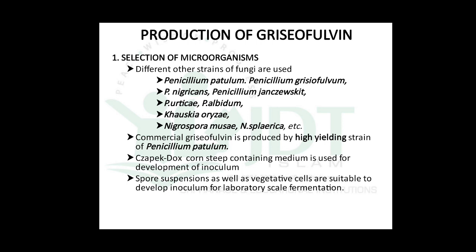Even so, for large yield production of griseofulvin, high yield strains of Penicillium patulum are used, and these are prepared as inoculum in Czapek Dox corn steep medium, which is used for the production of inoculum. Spore suspension as well as vegetative cells are suitable for the development of inoculum for laboratory scale fermentation.